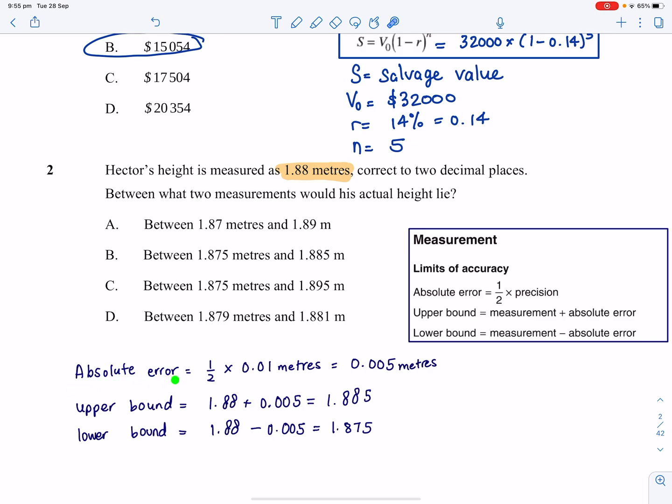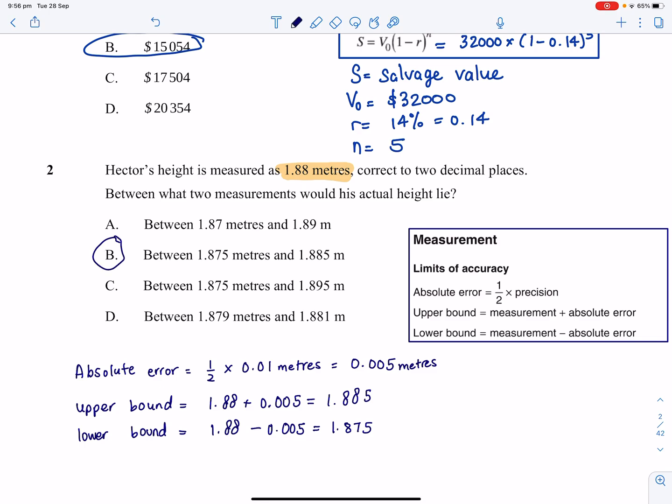So we need to say our absolute error is a half of our precision, the lowest place value that we have, and it's measured to the nearest 100th of a metre. And when we take half of a 100th of a metre, we get 0.005 metres. And we need to add that to our measurement to work out the upper bound, and then we need to subtract it from our measurement to work out the lower bound. And so the answer that you're looking for is B.